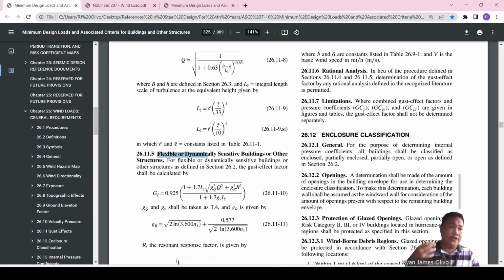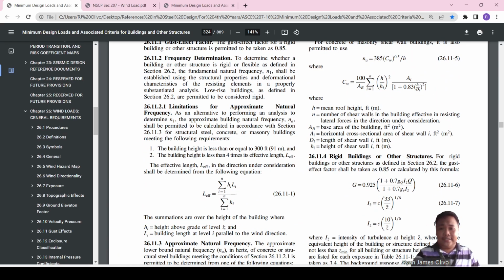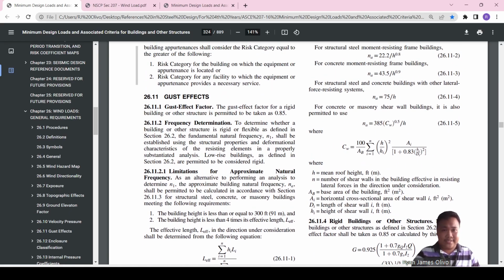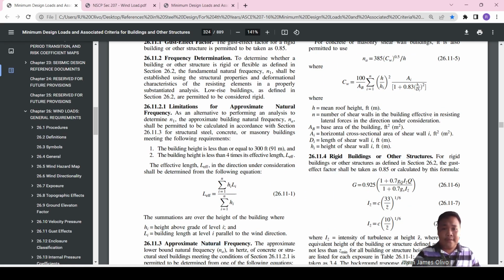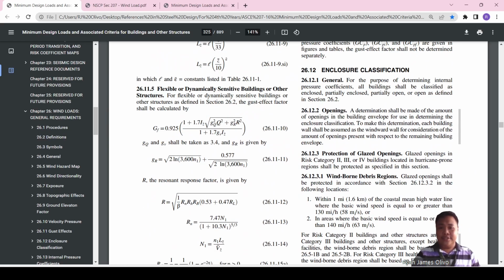So first determine your structure if it is flexible by means of any rational analysis, no? Any rational analysis like they said here. There is approximate natural frequency, but if computation or any computer aided design or modeling is available, use the fundamental frequency there. But you can compute it as what we call approximate natural frequency using these formulas. But anyway, I will show you, no?